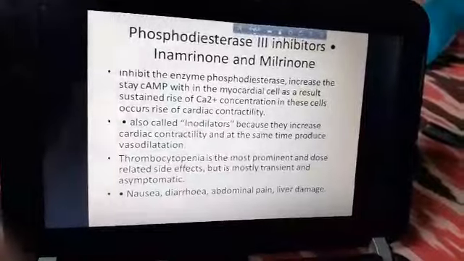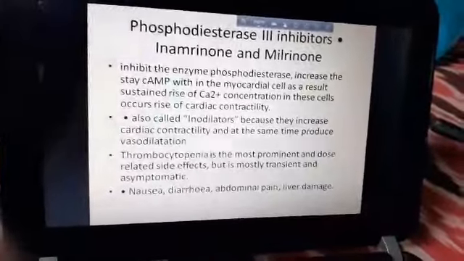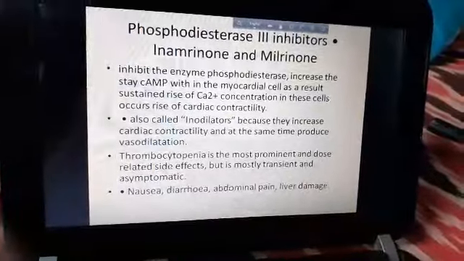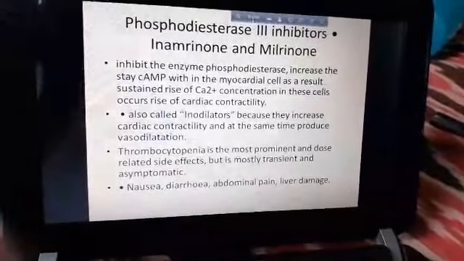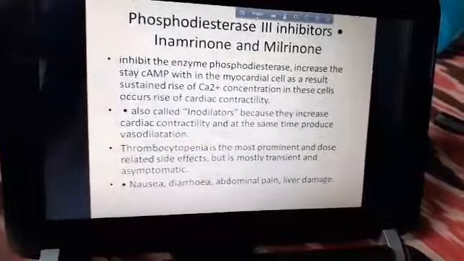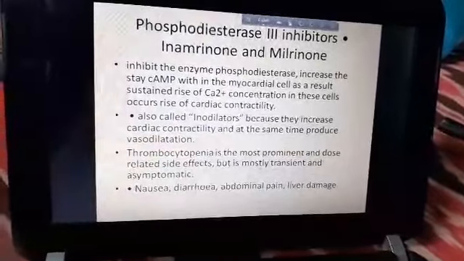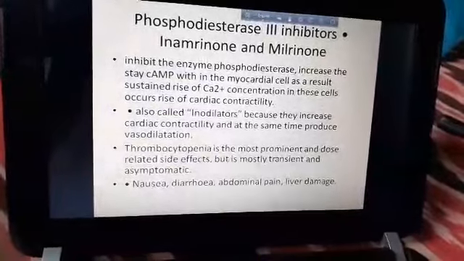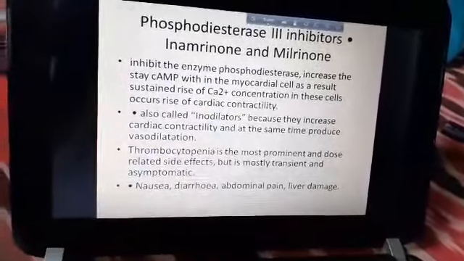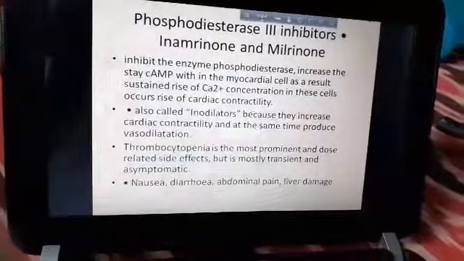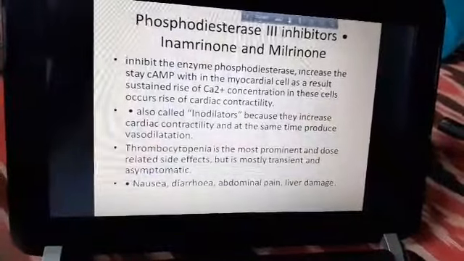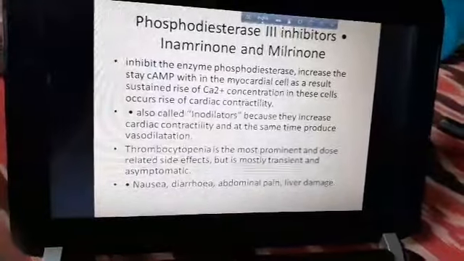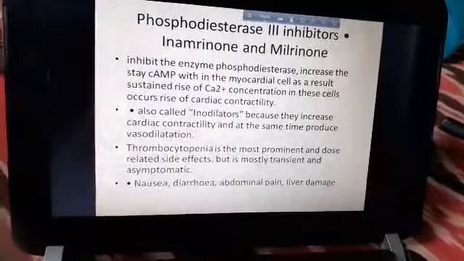Next group of drugs is inodilators. So these are vasodilators as well as having positive inotropic effect. These are called inodilators. They are actually phosphodiesterase 3 inhibitors, inamrinone and milrinone. They inhibit the enzyme phosphodiesterase 3 and increase the cyclic AMP concentration within the myocardial cell. As a result, there is a sustained rise in calcium concentration in this cell that causes increased cardiac contractility. So, due to this increased cyclic AMP level, the calcium level is increased and contractility is increased.